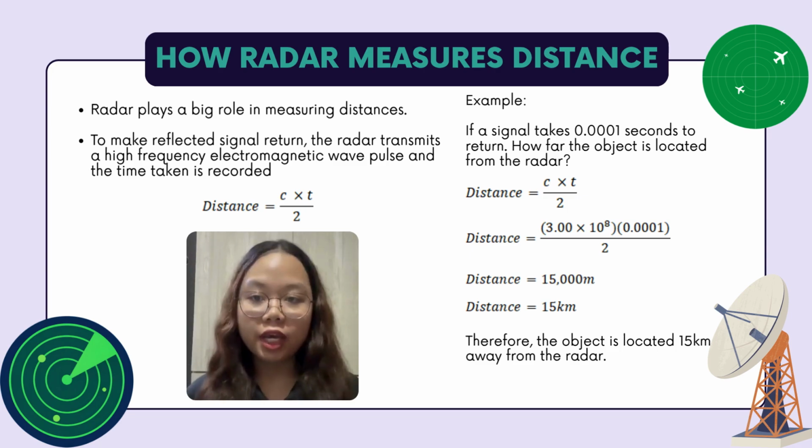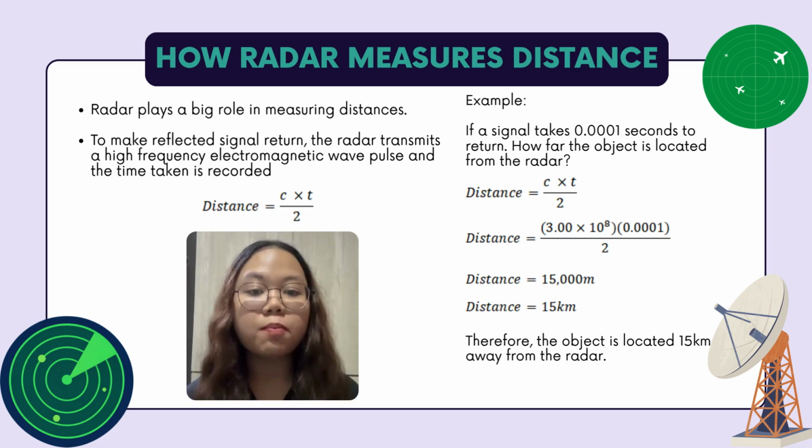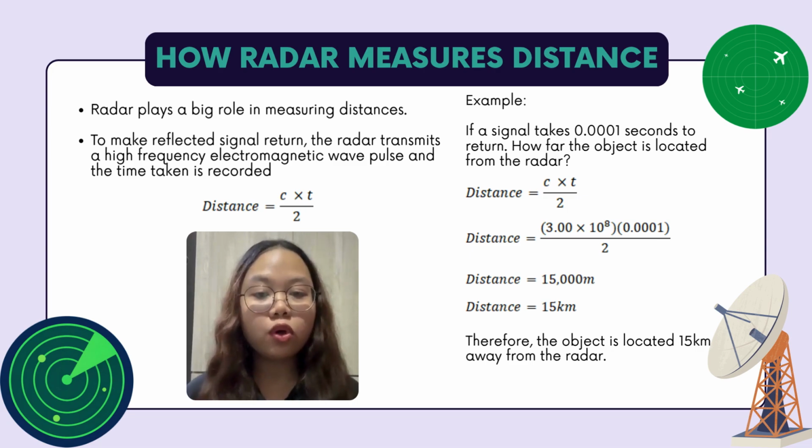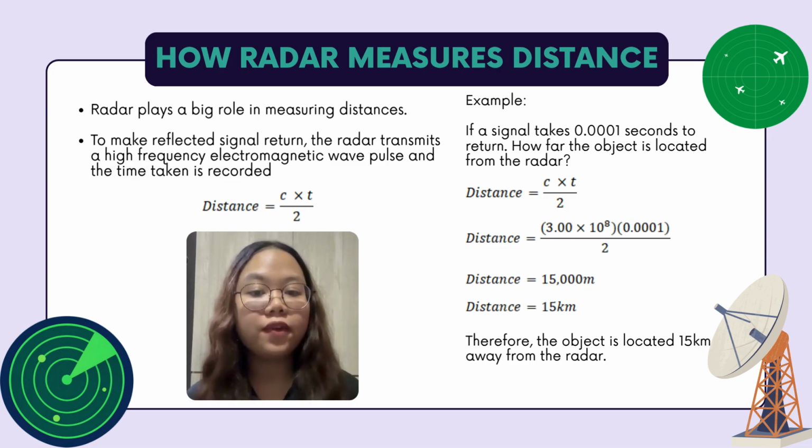For example, if a signal takes 0.0001 seconds to return, how far is the object located from the radar? We use the formula that we discussed just now, where the speed of light is constant, 3 times 10 to the power of 8, multiplied with the time taken, which is 0.0001 second, divided by 2, we get 15,000 meters. Since we want to know how far the object is located, we convert meters to kilometers and we get 15 kilometers. Therefore, the object is located 15 kilometers away from the radar.